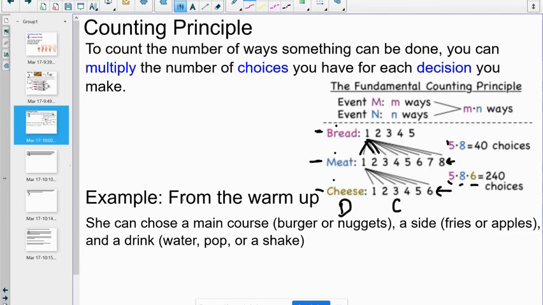But if we're referring back to that main course meal again, we had 2 options or choices for our first decision. Then for our second decision, our side, we had 2 choices again. Then for our drink, our third decision, we had 3 choices. So if you multiply those all through, again, 2 times 2 is 4, 4 times 3 is 12. Gonna get to 12.